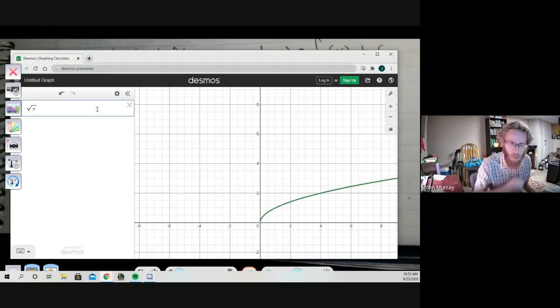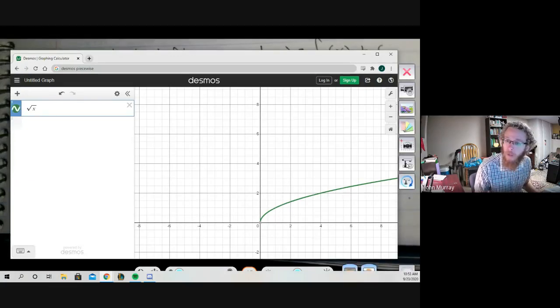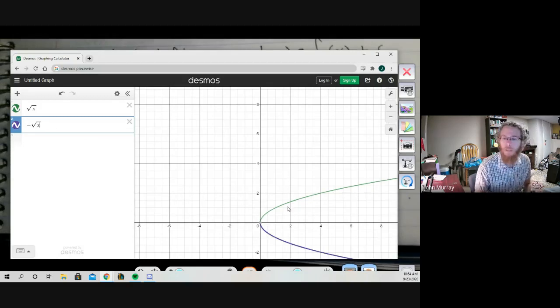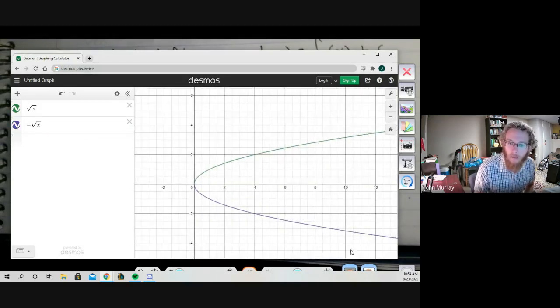All right, so let's take a look at the square root of x because this one's nice, right? It's only in one quadrant. So over here, that's our square root of x. Reflection in the x-axis, negative square root. All right, that's going to put us in the bottom. And notice this is a sideways parabola. We'll come back to this next week.